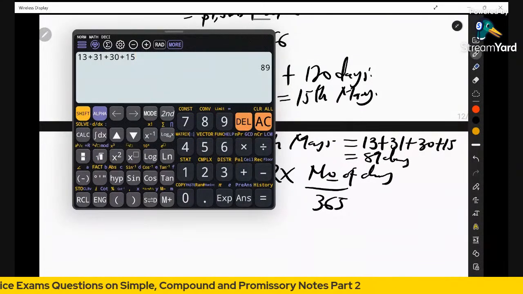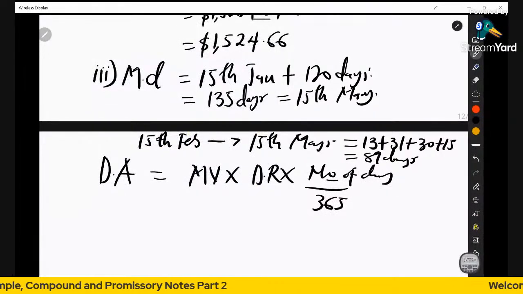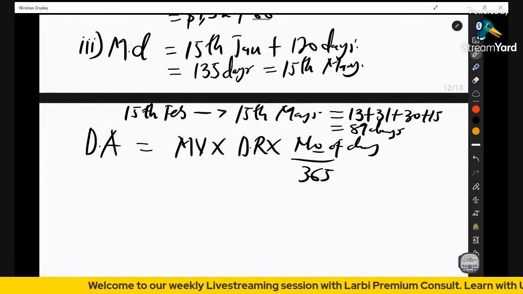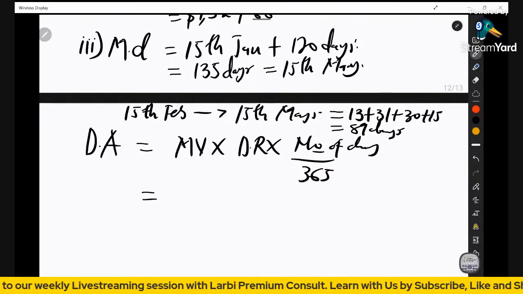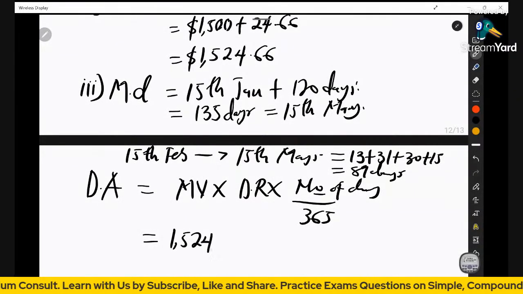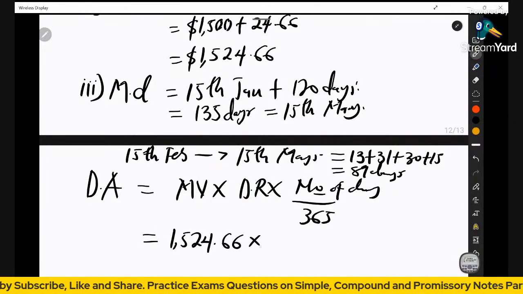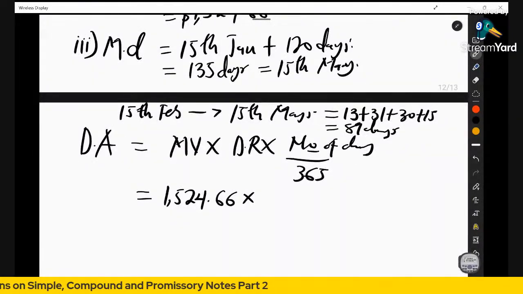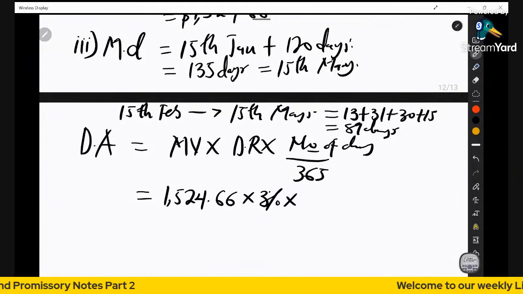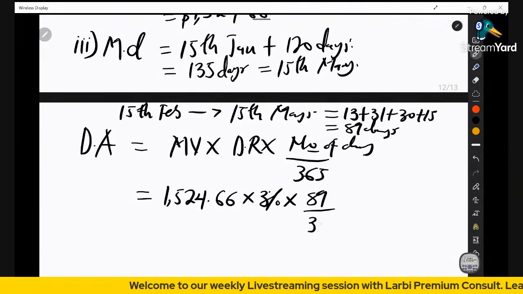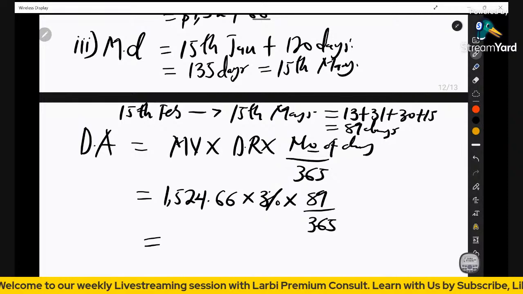89 days. This is the number of days that the bank, being the financial institution, is going to assume directly from Party A to pay the loan. Therefore, the discount amount, being the interest that the bank will charge, is going to be on the maturity value, which is 1524.66, multiplied by the discount rate that the bank gave us in this question, 3%, and then multiplied by the number of days that the bank will assume the risk from Party A, which is 89, divided by 365 days. So what are we getting in total?